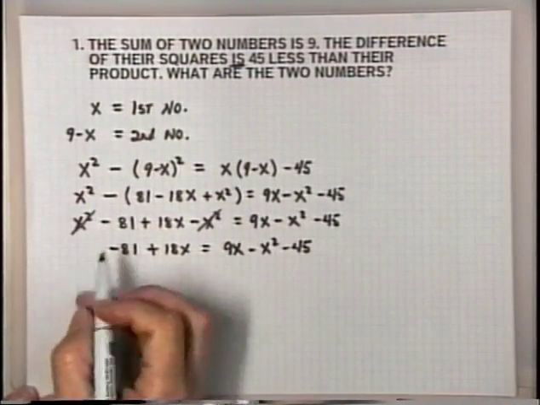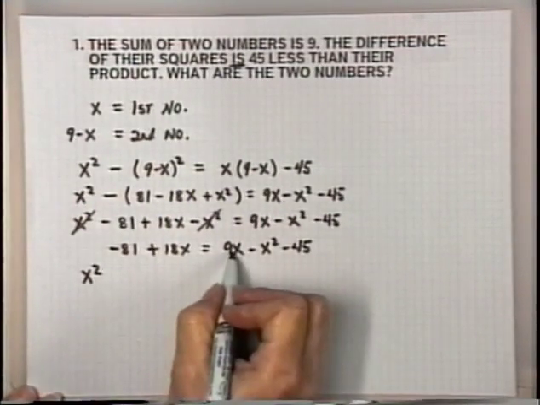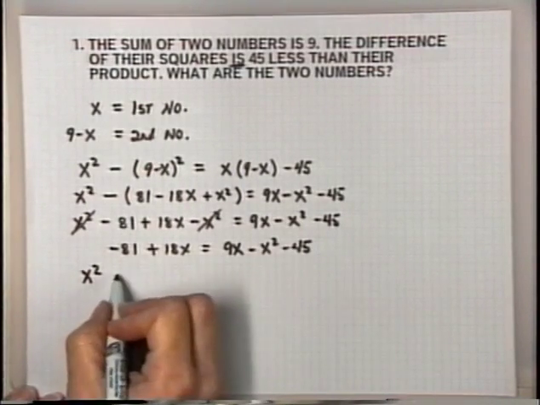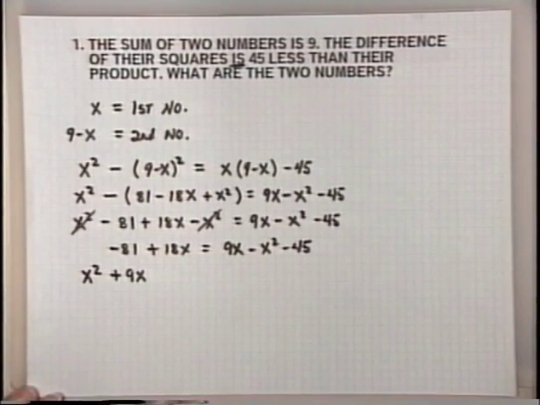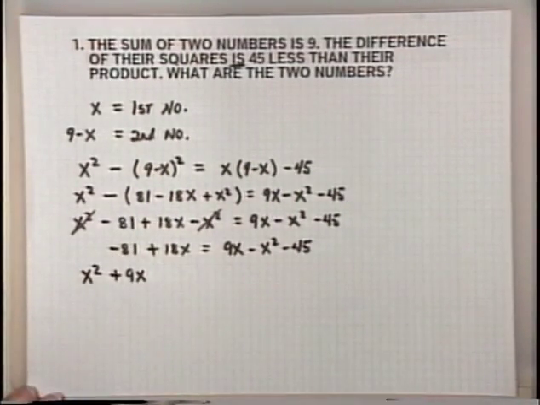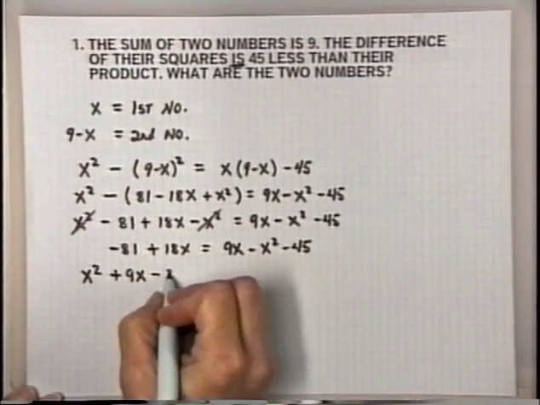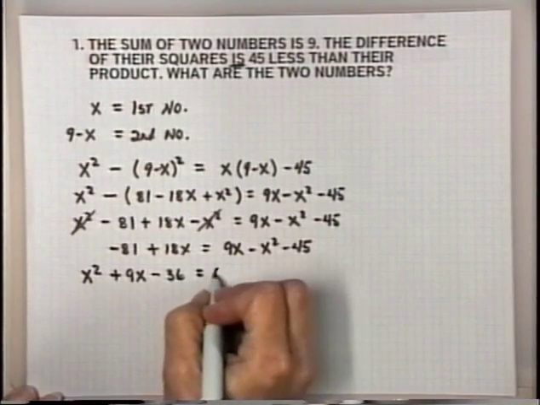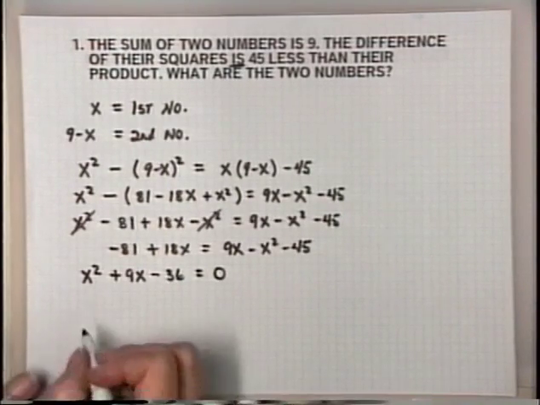Adding x squared to both sides, I have an x squared over here. Subtracting 9x from both sides, 18 subtract 9 gives me 9x. And then adding 45 to a negative 81, I will have a negative 36 equals 0 on the right-hand side. We are now ready to factor.